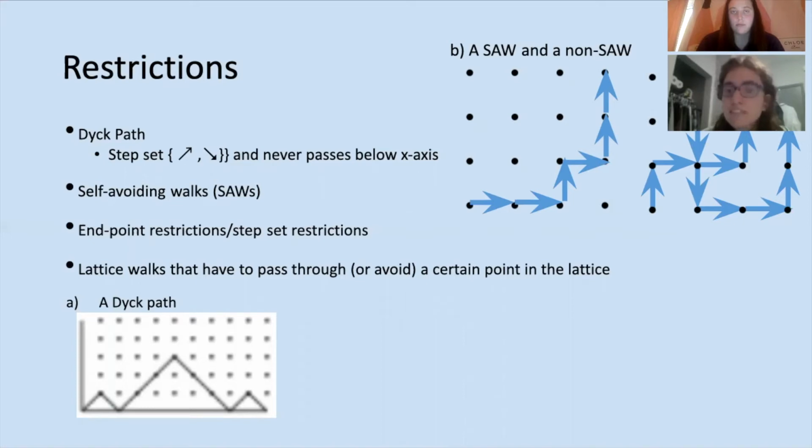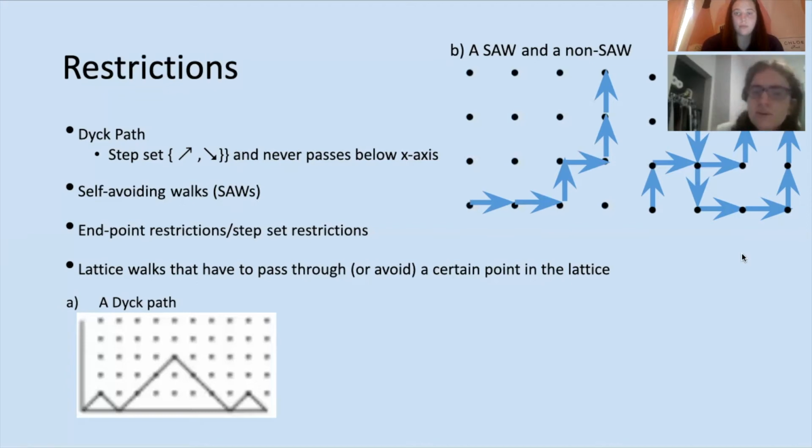The one on the left is a self-avoiding walk because it never revisits the same point twice, whereas the walk on the right is not a self-avoiding walk because, as you can see, it does backtrack and revisits the same point multiple times. Other interesting problems you could have involve an endpoint restriction. So you want to figure out how many paths go to a certain point m, n, or have different restrictions to your step set, which we've shown some of in these examples.